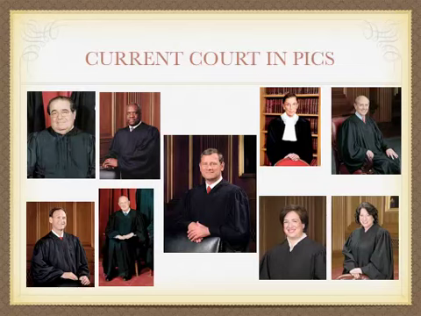Now on John Roberts' left is Ruth Bader Ginsburg at the top. And to her left is Stephen Breyer. And below Stephen Breyer is Sonia Sotomayor. And to the right of Sonia Sotomayor is Elena Kagan. So that's the current court in pictures.